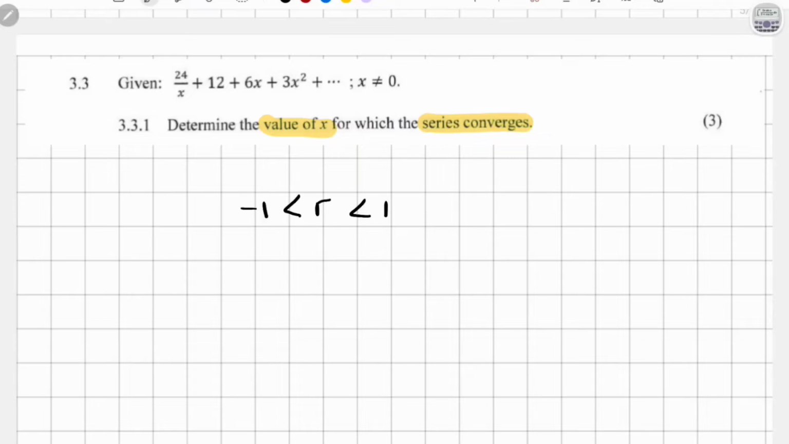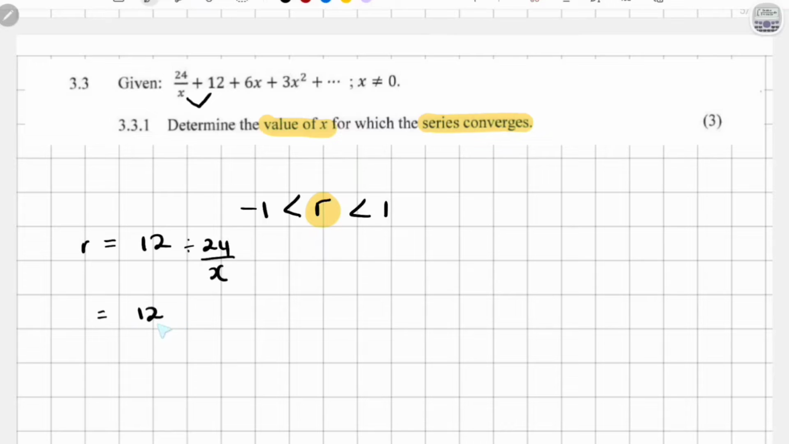So clearly here, we have to find exactly what that ratio is. So how do we find the ratio here? You can say term 2 divided by term 1, the ratio being 12 divided by 24 over x. Because we have a fraction divided by a fraction, you have to use tip and times.